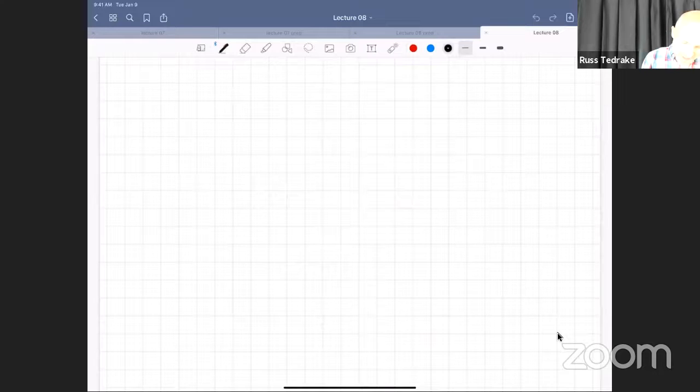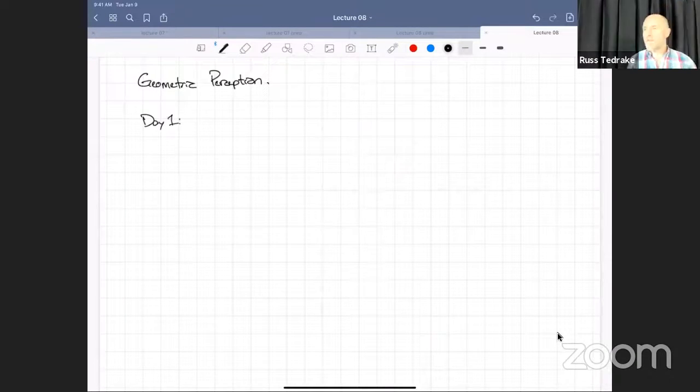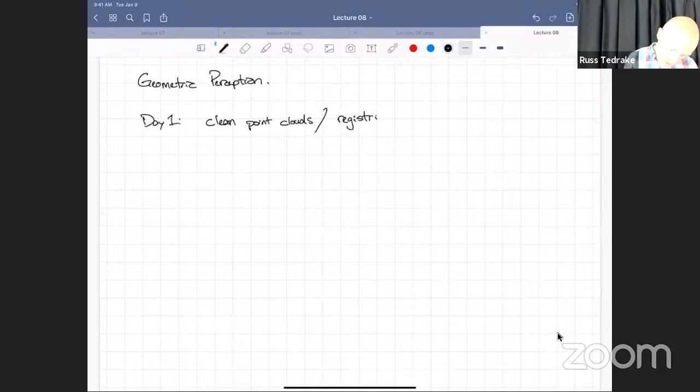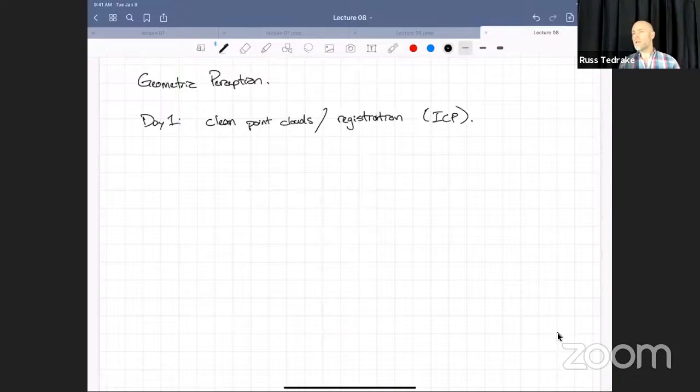All right, we had 3 lectures on geometric perception to start us off. Hope that's all coming through good. Okay, so day 1 was our clean point clouds. And we did the basic point cloud registration algorithm. The main focus was registration, and ICP was our main algorithm, right?